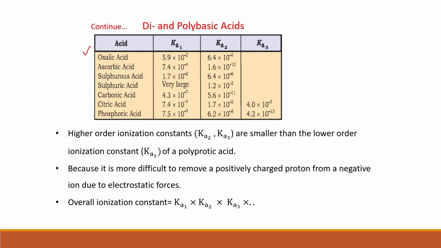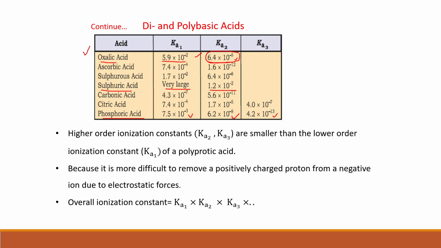Now this table represents the di and polybasic acids along with their dissociation constants. See, this is oxalic acid. The first dissociation constant is 5.9 into 10 to the power minus 2, and the second dissociation constant is 6.4 into 10 to the power minus 5. Now just compare this one with this one. The second ionization constant is very small. If you compare any acid, like sulfuric acid, the first ionization constant is very large, but the second one is small. If you consider phosphoric acid, a tribasic acid, this is the first ionization constant, this is second, and this is the third one.